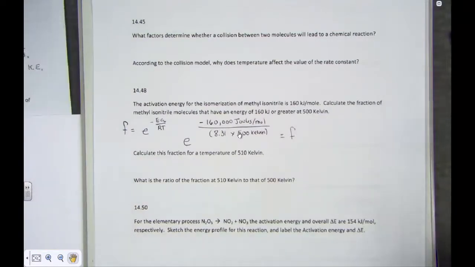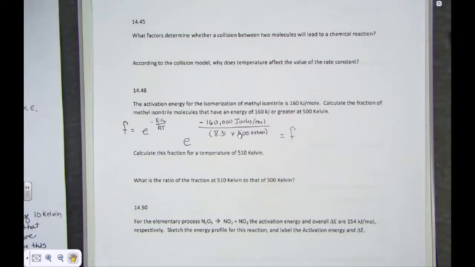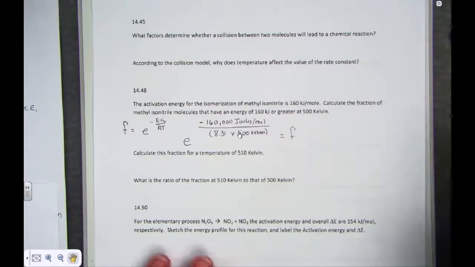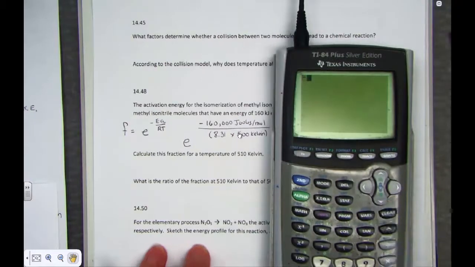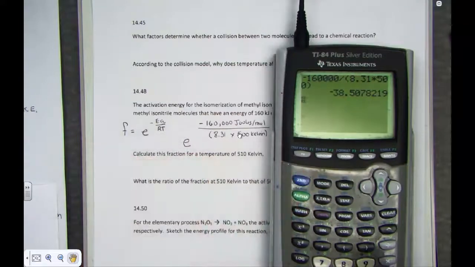Now hit with me to be sure I'm doing it correctly. I always like calculator buddies. So here we have negative 160,000 divided by parentheses 8.31 times our Kelvin temperature, 500, and I get an answer. I want to take e raised to that, so see what I've done? Second function natural log of my answer, and I get a value. My value is 1.88 times 10 to the negative 17th.